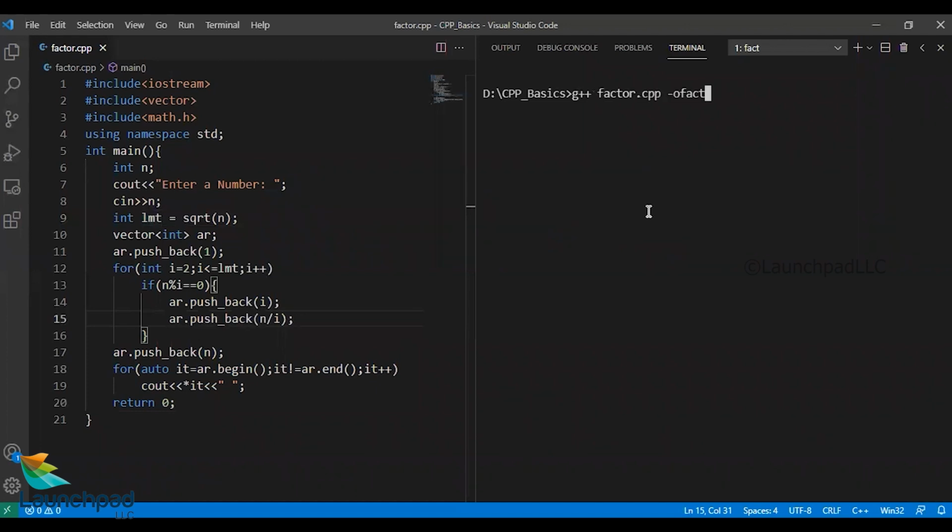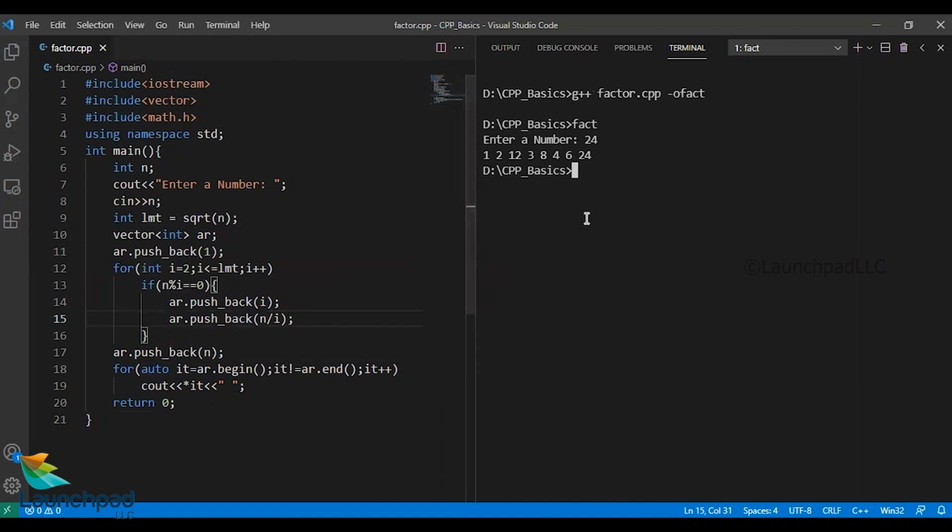Let us clear the screen, compile it once again and run it. What is the answer we get? I'm providing the number 24 as an input. It prints 1, 2, 12, 3, 8, 4, 6, 12. The numbers are in random order. It is not sorted. Even though it prints all the factors of the given number, it prints in a random order because of being a vector, and when it's being copied, the order is not maintained.